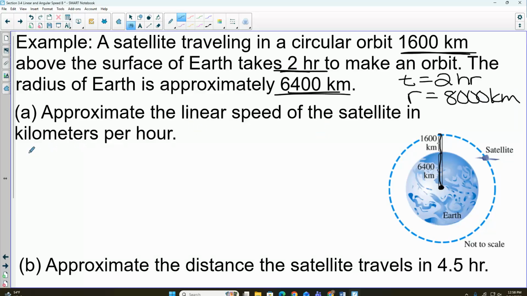Approximate the linear speed. Linear speed is v in kilometers per hour. Quick check of my units. This is kilometers per hour, this is kilometers an hour, so everything is how we need it. What formula can I use to find v?